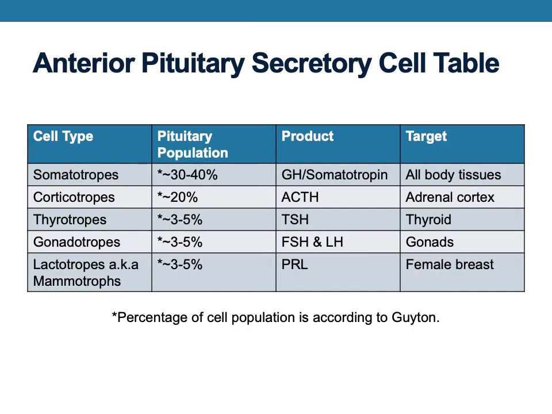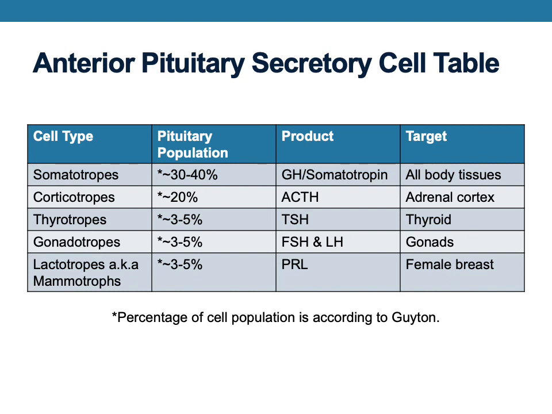For the last slide, I made a table listing the anterior pituitary cells, the percentages of their mass in the gland, what they produce, and the target cell they affect. You will notice that these percentages do not add up to 100. All I need for you to remember about the percentages of the cells is that somatotropes make up the bulk of the anterior pituitary, then next corticotropes, and the rest only make up a small percentage of the mass.